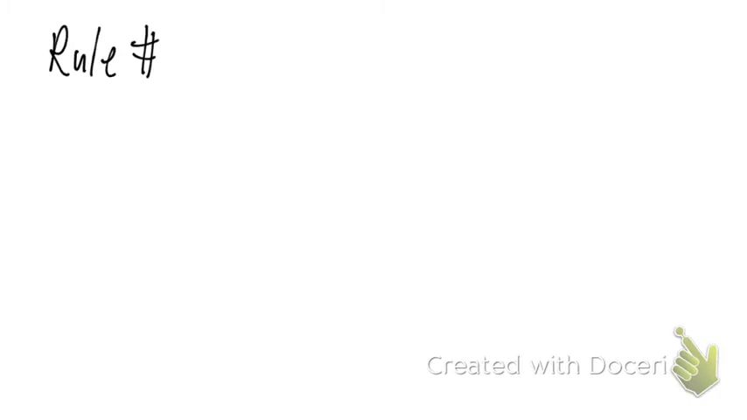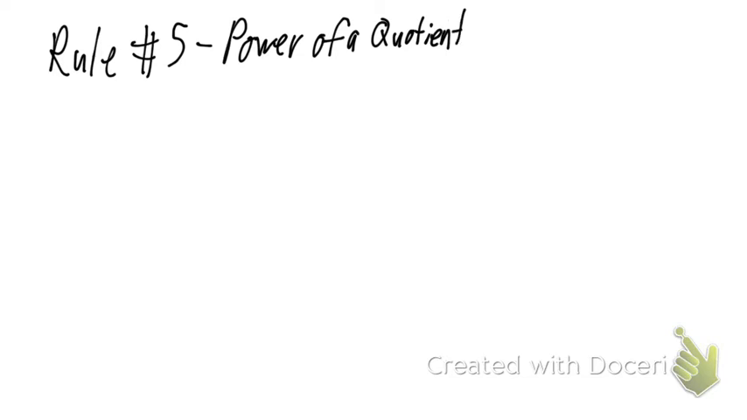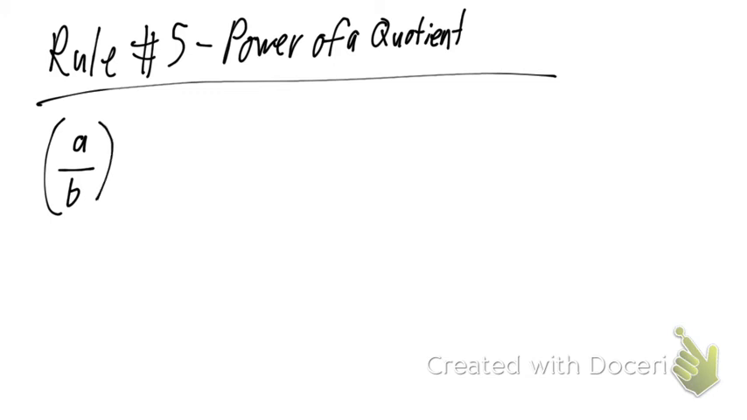Rule number 5. Power of a quotient. Write it out. I'm not going to write out the whole thing, but I'll write out some of it. A over B to the mth equals A to the mth over B to the mth, okay?